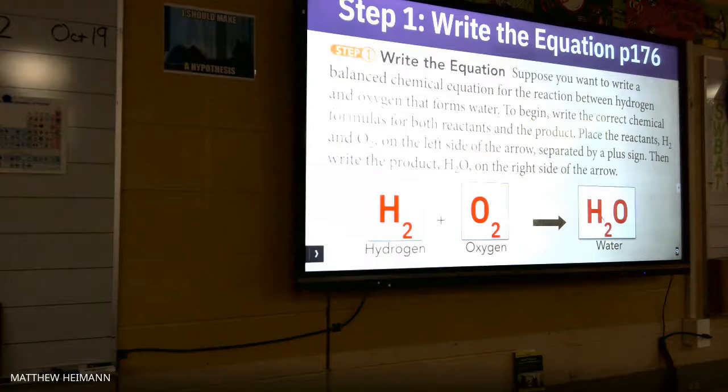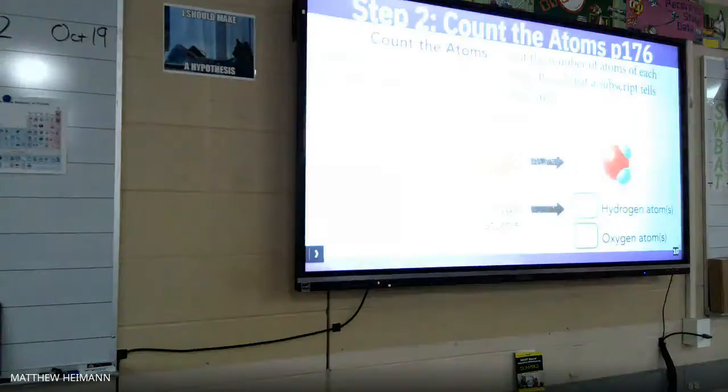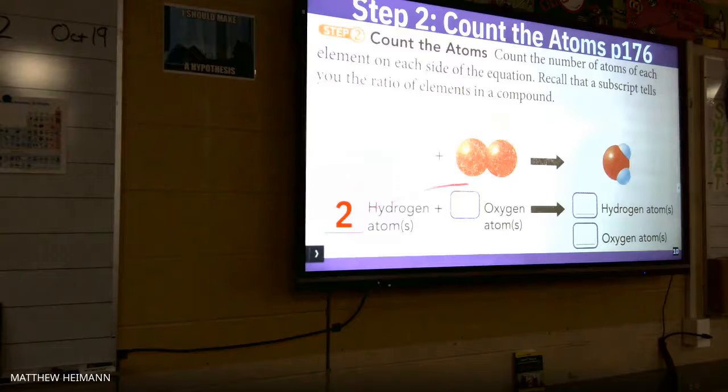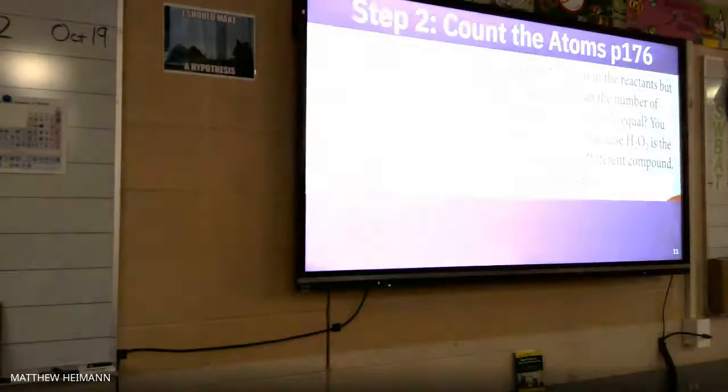On the right side of the equation, there's 2 hydrogen and only 1 oxygen. So we count 1, 2, 2 hydrogen atoms. Oxygen, 1, 2, 2 oxygen atoms. Then we count separately on the right side of the equation after the yield symbol. How many hydrogen atoms are there on the right side of the equation? And oxygen? Perfect. Easy peasy. But wait, then step 3 comes in.